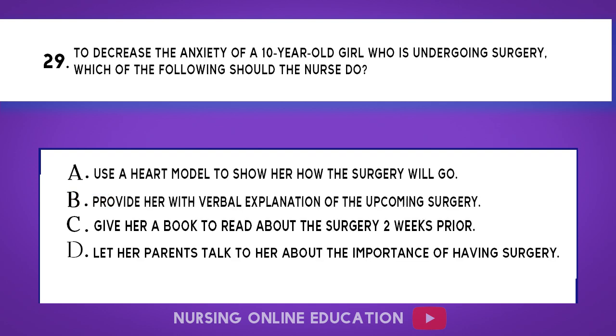29. To decrease the anxiety of a 10-year-old girl who is undergoing surgery, which of the following should the nurse do? A. Use a heart model to show her how the surgery will go. B. Provide her with verbal explanation of the upcoming surgery. C. Give her a book to read about the surgery 2 weeks prior. D. Let her parents talk to her about the importance of having surgery. The answer is option A. Use a heart model to show her how the surgery will go.